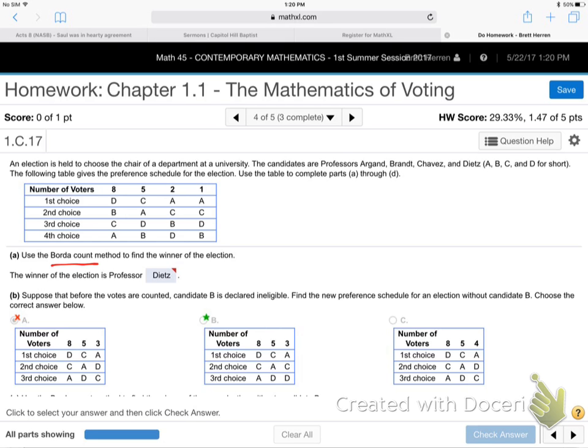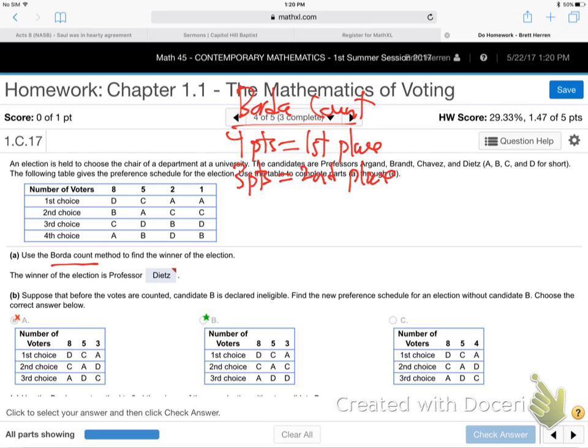So using Borda count, let's figure out how many votes A would get. So let me write what we're doing. Borda count: 4 points first place, 3 points second place, 2 points for third place, and 1 point for fourth place. Okay, so that's the game plan. Here we go.